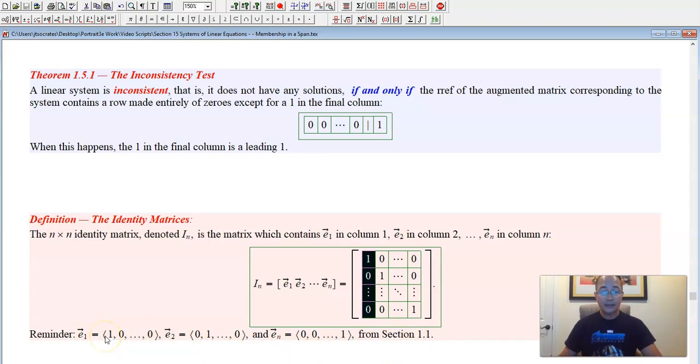And there are n of these vectors in every Rn. They're called the standard basis vectors. So E1 appears in column 1. In column 2, you have 0, 1, everything else is 0. So that is called E2, and so on. On the nth and final column, you have all zeros except for a 1 at the very bottom. That's called the vector E sub n.